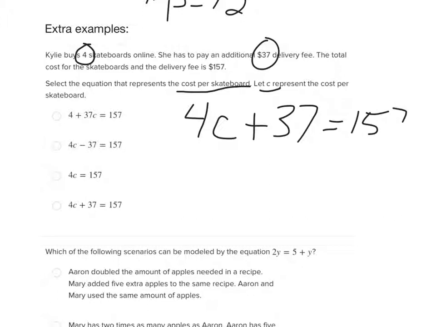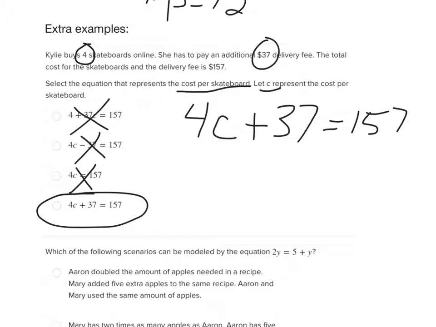So which of these equations matches up with that? Not this one, because they forgot to multiply 4 times the C. This one has 4C minus 37, which isn't right. This one doesn't have the $37 delivery fee at all. It's going to be this one: 4C plus 37 equals 157.